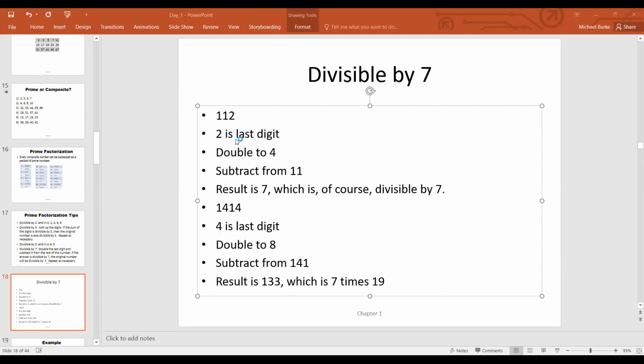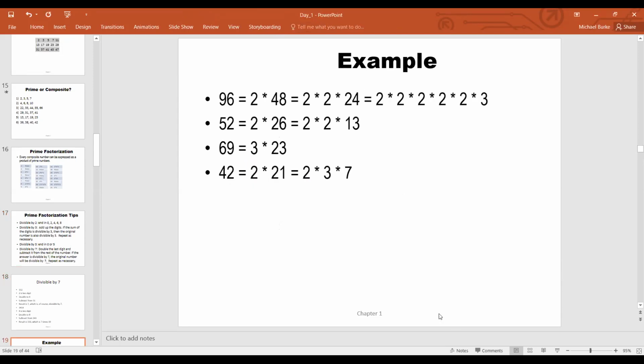So here it is, 112. Subtract 4 from 11, which is the remainder of 112, and we get 7. Then 141: double the last digit, 1, to get 2, and subtract that from 14, and we get 12. So that is divisible by 7.